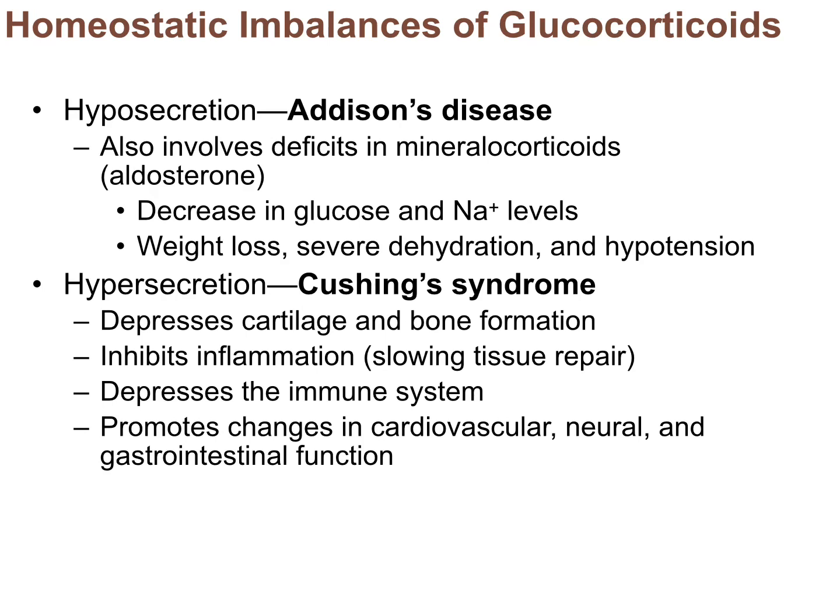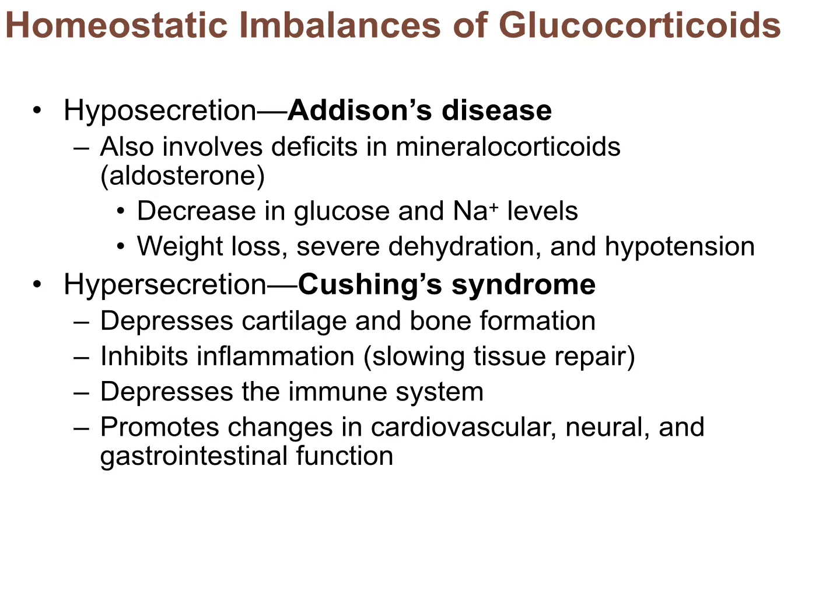Homeostatic imbalances for glucocorticoids. We have Addison's disease, which is hyposecretion, and Cushing's, which is hypersecretion. Now, an easy memory cue for this is A comes before C, and hypo, which is low, comes before hyper, which is high. It's just a way to help you remember which one is the low production and which one is the high production.